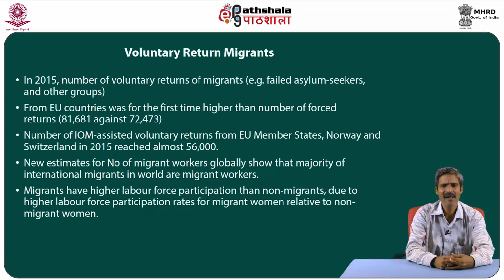In 2014, the number of voluntary returns of migrants, that is failed asylum seekers and other groups, from European countries was for the first time higher than the number of forced returns. Let us talk about the voluntary return migrants. The number of IOM assisted voluntary returns from the EU member states, Norway and Switzerland in 2015 reached almost 56,000.